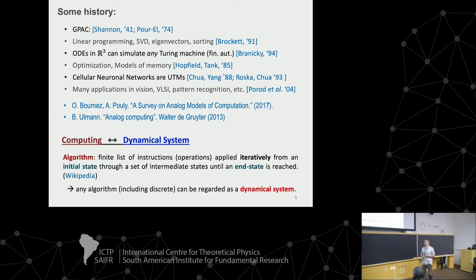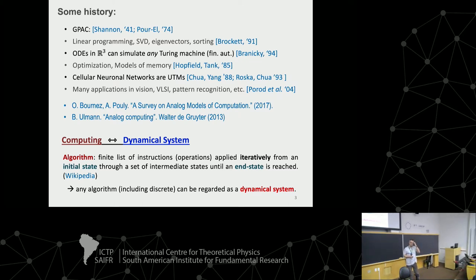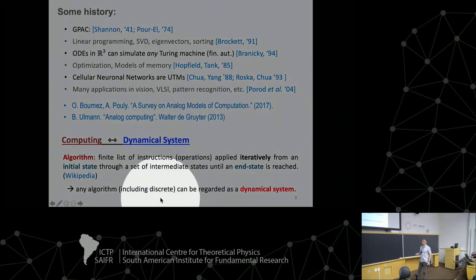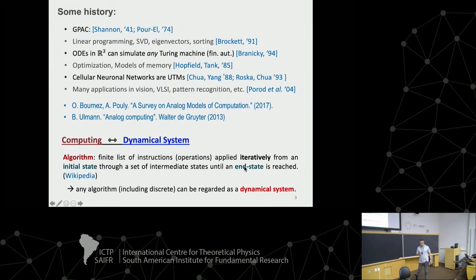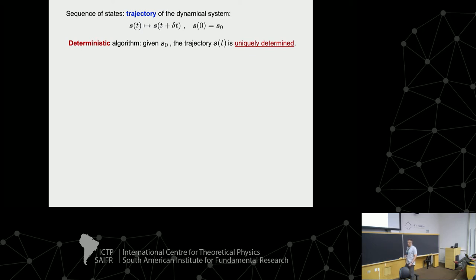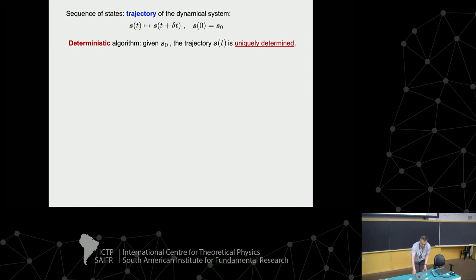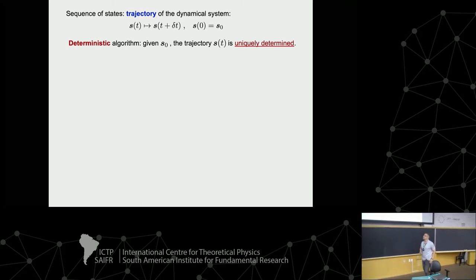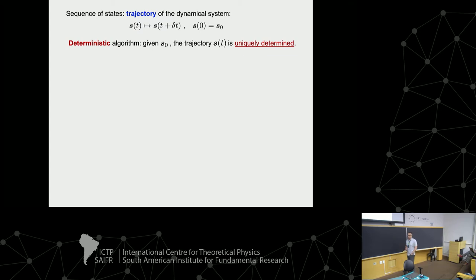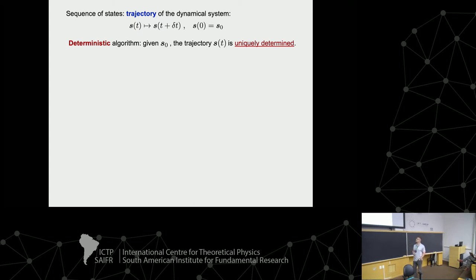I will also think of computing as a dynamics, some kind of dynamical system. And if you read the definition of an algorithm from Wikipedia, it is nothing but a finite list of instructions that are applied iteratively from an initial state to a set of intermediate states until an end state is reached. By all intents and purposes, that's a dynamical system. So what I'm going to call a trajectory of the dynamical system is really the sequence of these states that the algorithm goes through. And I'll also be focusing only on deterministic algorithms, given some initial conditions, knowing the system, of course, all the states are uniquely determined.